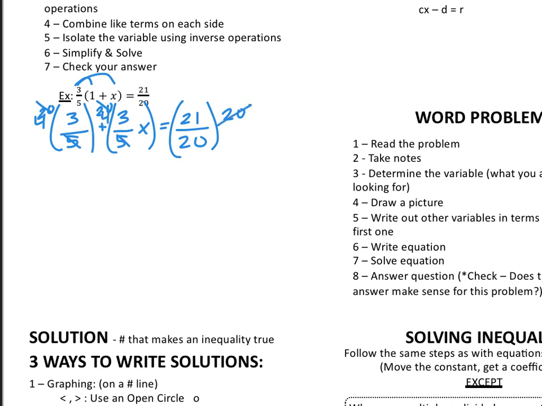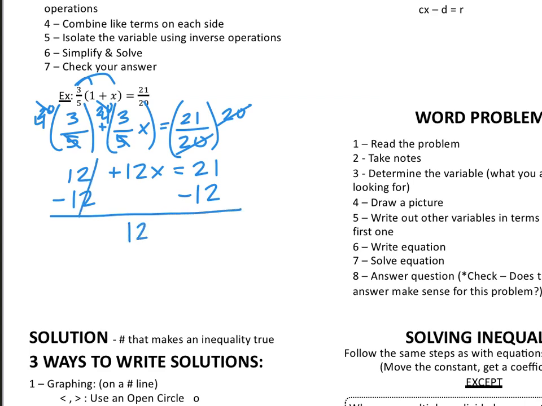And here we have a 20 on the top and a 20 on the bottom, so we can just cancel those out. So we're left with 4 times 3 gets us 12. 4 times 3x is plus 12x. And then we're just left with a 21 on this side. At this point, we're going to move our constant term, our 12. So because it's a positive right now, we're going to subtract it over and do the inverse operation. 12 minus 12 is 0. We're left with 12x is equal to 21 minus 12, which equals 9.